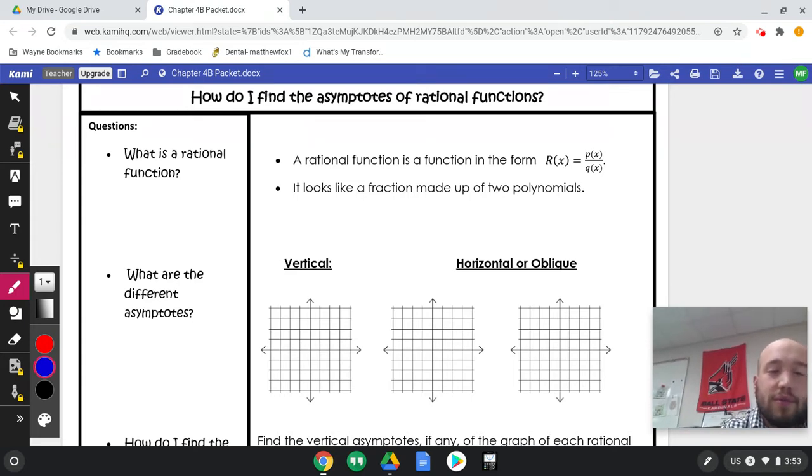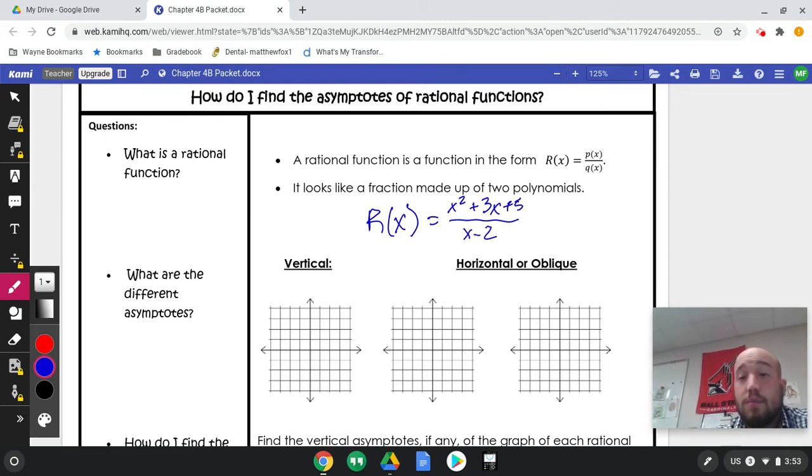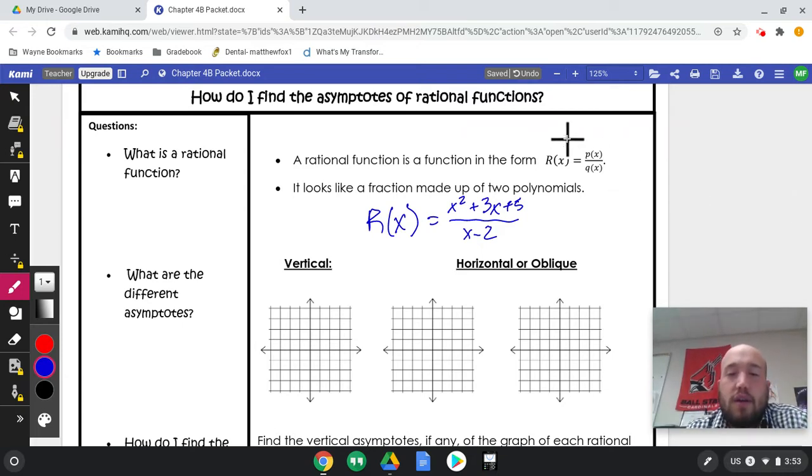So, for example, if we had on top something like x squared plus 3x plus 5, on the bottom could be an x squared, an x to the third, x minus 2, some sort of polynomial, which is what we were working on before break. And in this case, this would be a rational function because there's a polynomial on top and the bottom.